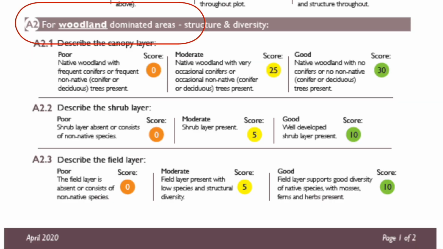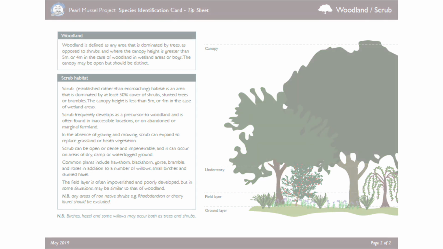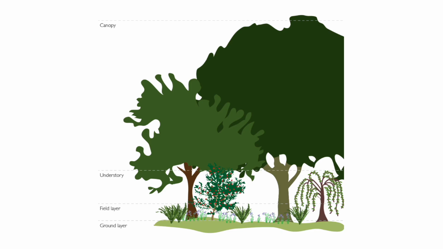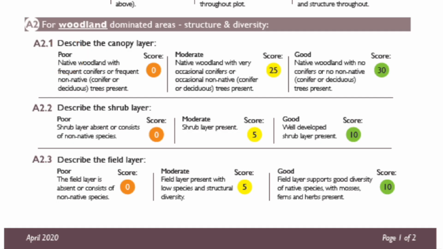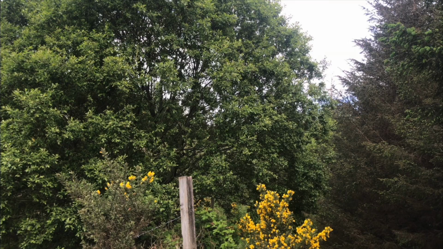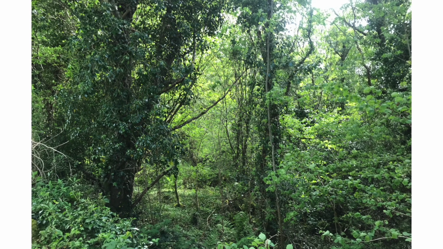A2 refers to woodland-dominated areas only. For further information on the canopy, shrub and field layer, see our tip sheet. A2.1 Describe the canopy layer. This generally refers to the proportion of non-natives, including non-native conifers, within the native woodland. There is poor, which is frequent non-natives; moderate, comprising occasional non-natives; and good, that comprises native woodland with no non-natives, including conifers.